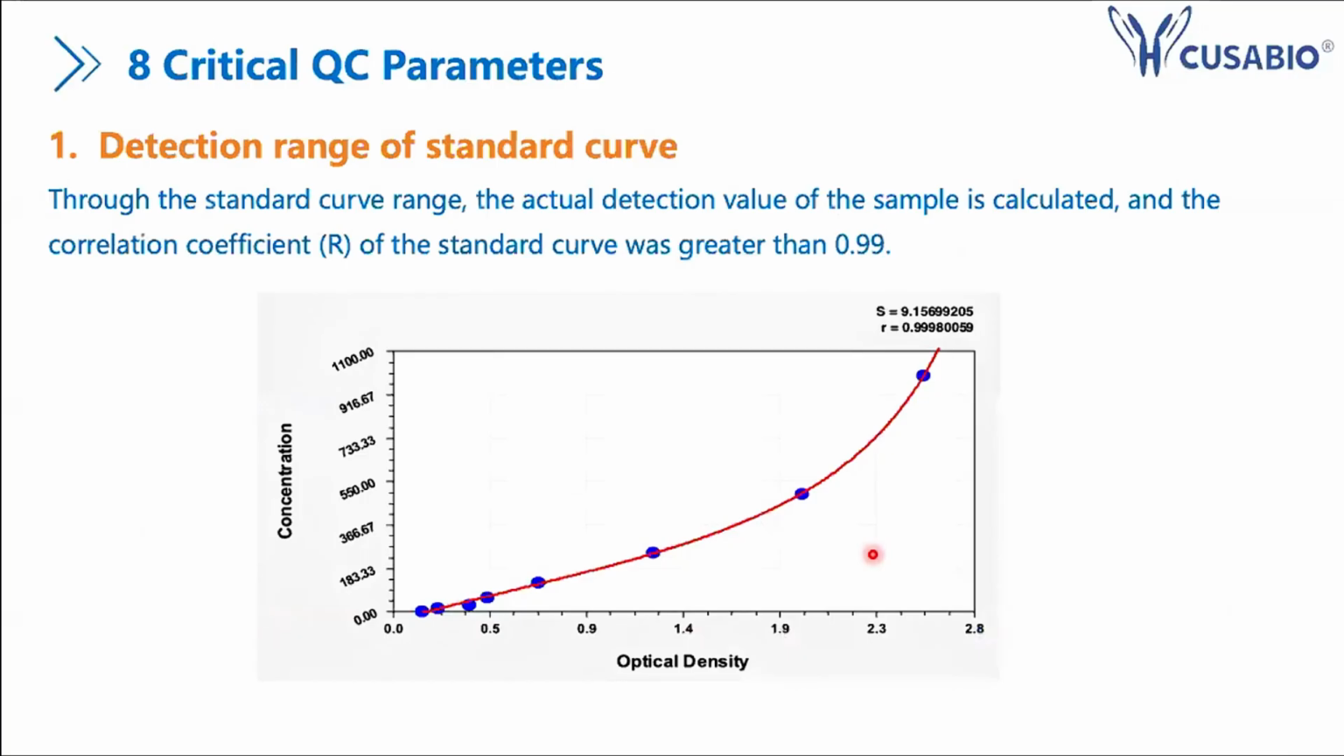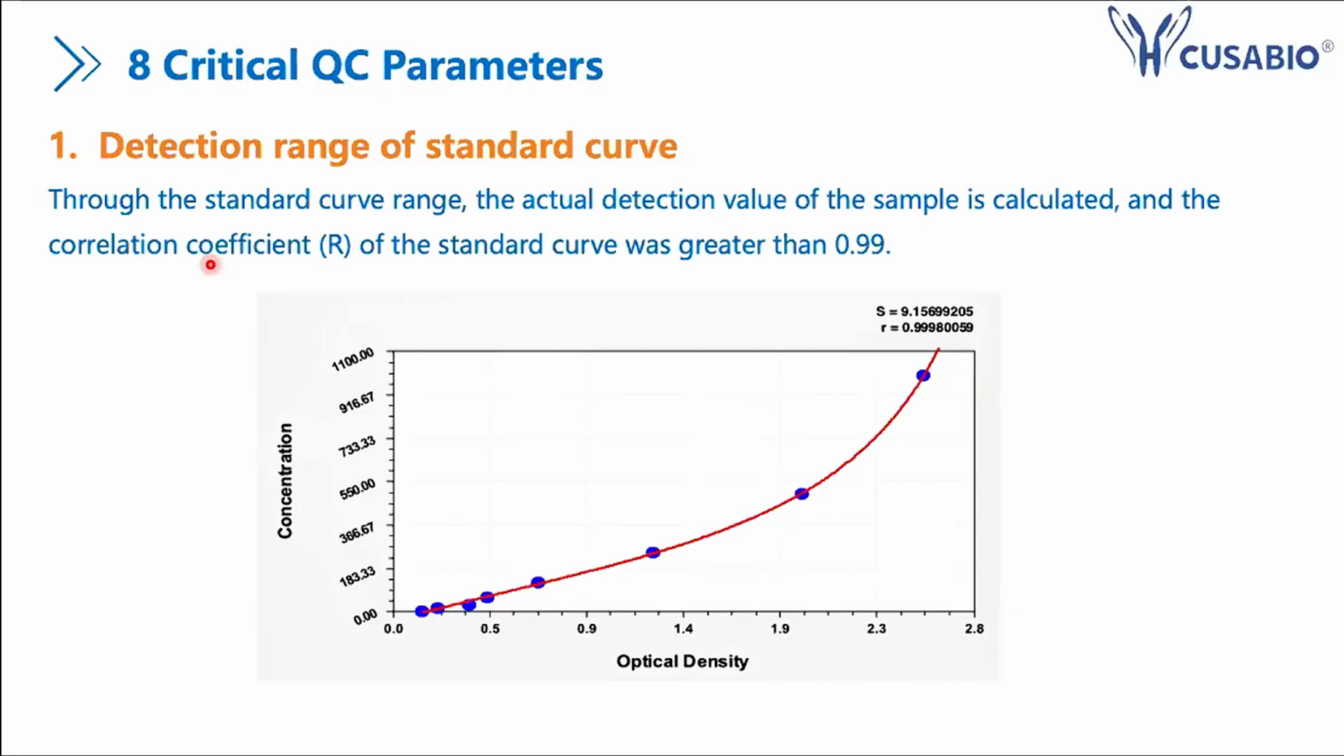Okay, let's start with the critical QC parameters. The first one I think is important is to make sure the detection range of the kit. Usually we start with the standard to build the standard curve, and the actual detection value of the samples can be calculated based on the standard curve. And here, we usually care about the correlation coefficient, because we usually require the R to be greater than 0.99.